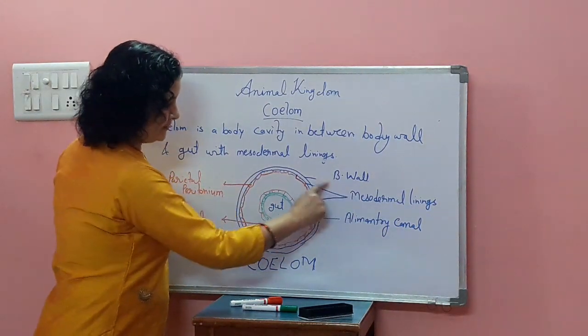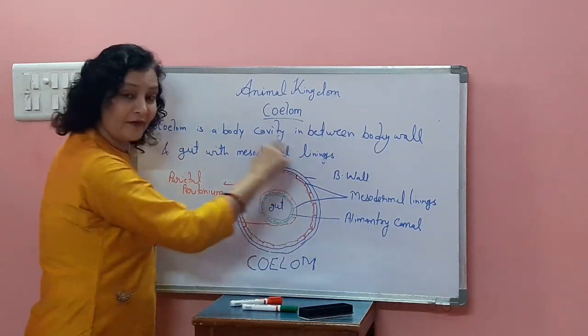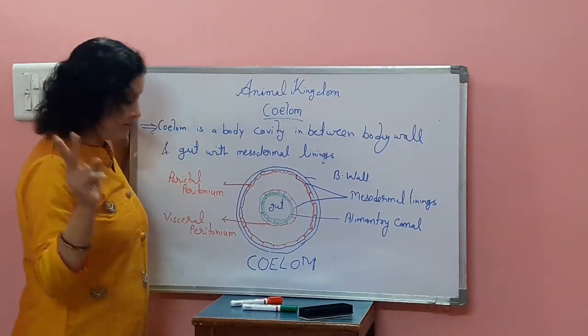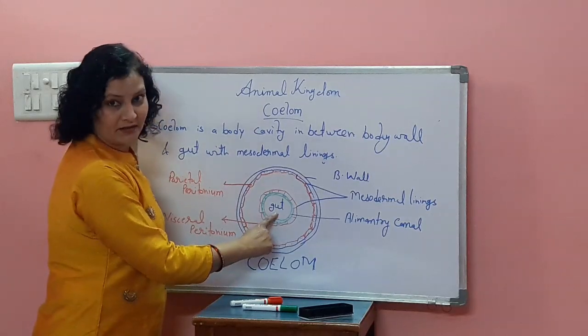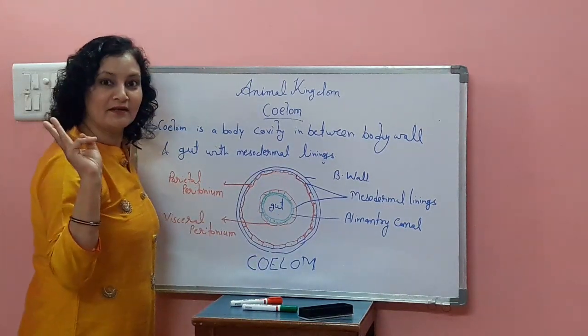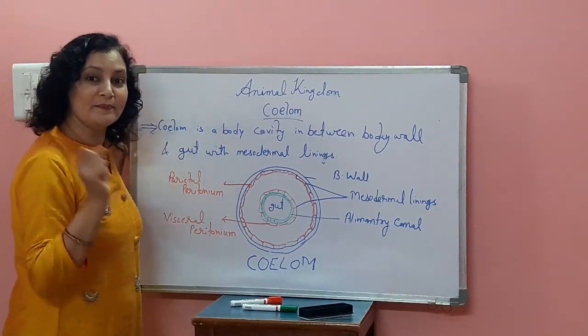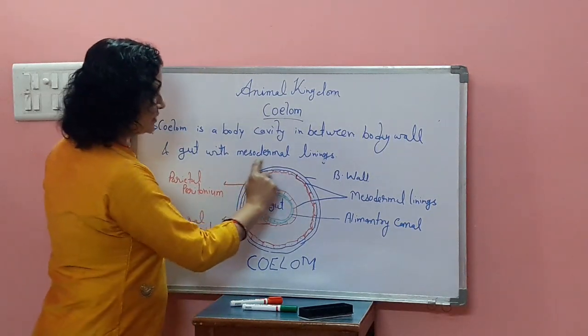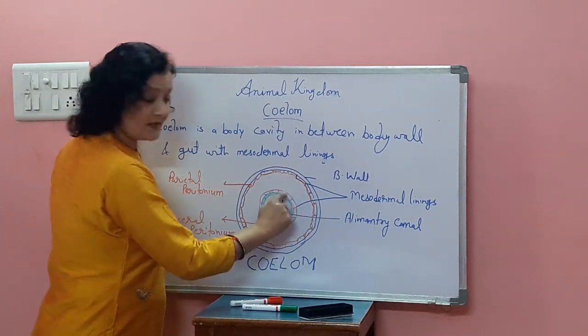Ectoderm forms the body wall. This is the outermost covering of an animal. And second is the alimentary canal or gut, which is made by the endoderm. And the third most important thing is the third germinal layer, which is called mesoderm. It means mesodermal lining is compulsory for the coelom.